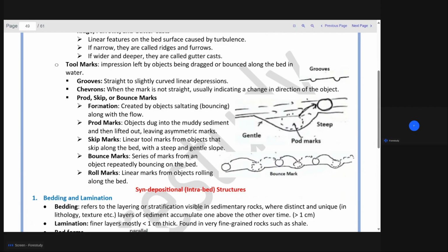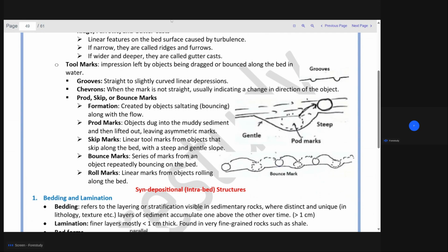Then we have prod, skip, or bounce marks. As the name suggests, prod marks. So these are actually bounce marks. Prod marks, steep and gentle slope will be there where a rock has bounced. Okay, these are bounce marks.